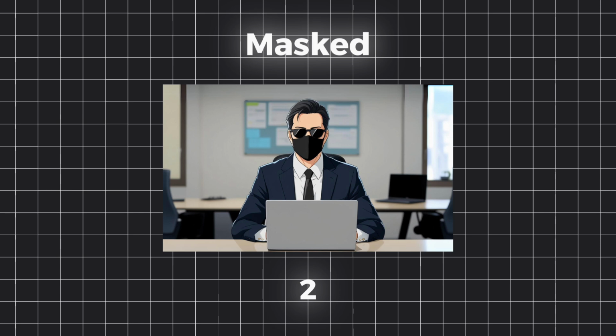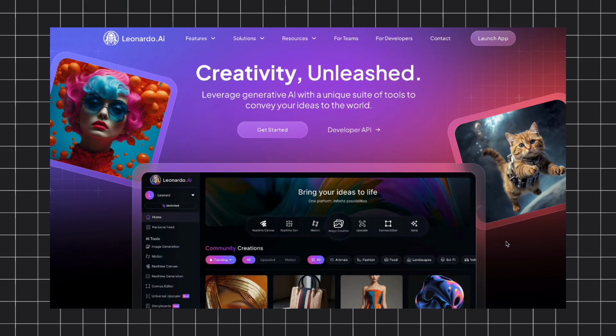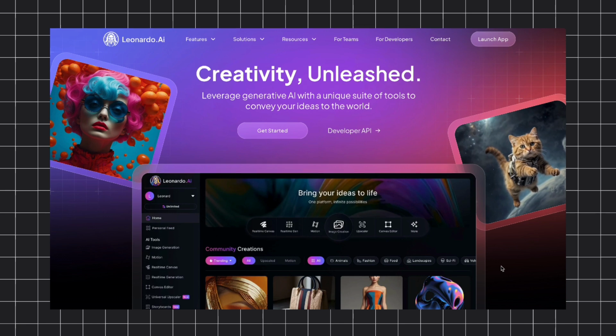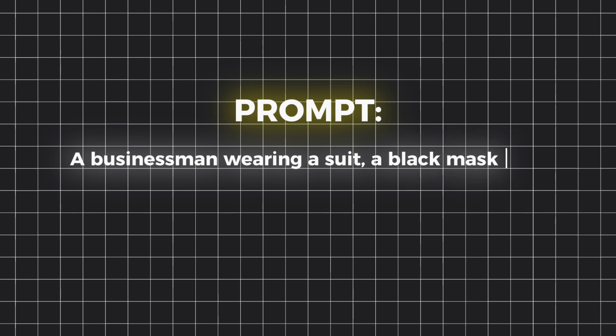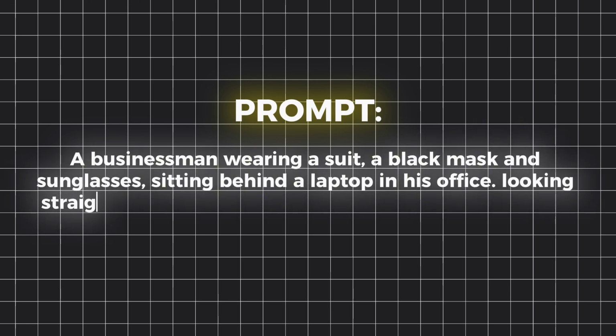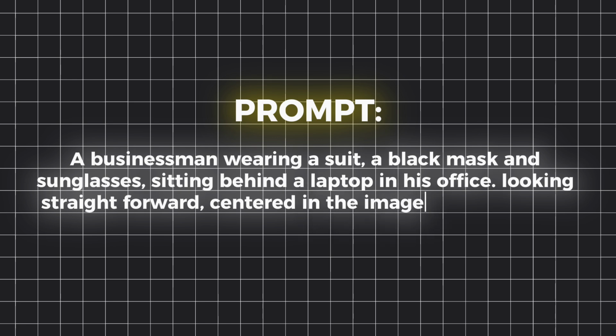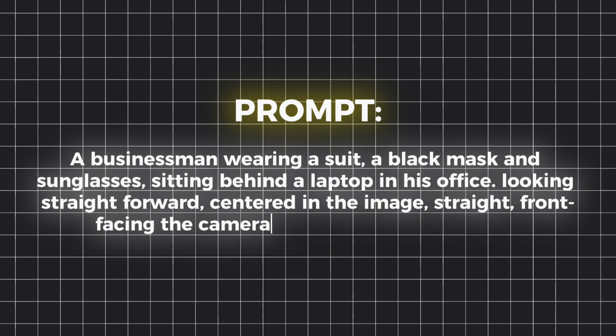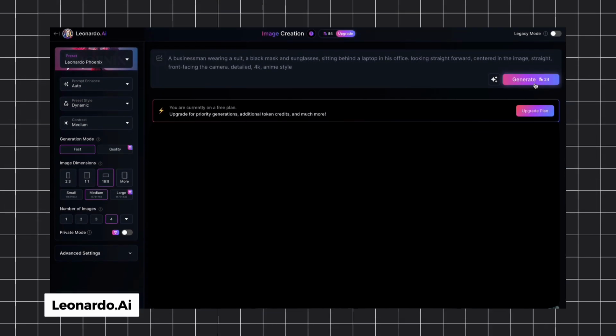We're going to create the base for the avatar with Leonardo.AI again, but the prompt is going to be slightly different this time. We're going to write, a businessman wearing a suit, a black mask, and sunglasses sitting behind a laptop in his office, looking straight forward, centered in the image, straight, front-facing the camera, detailed, 4K, anime style. Let's give it to Leonardo. Also, we're going to keep the same settings as before. Let's see what comes out.